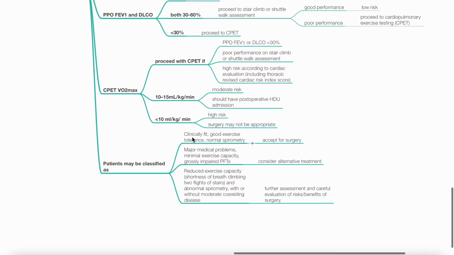Overall, the patient may be classified as clinically fit with good exercise tolerance and normal spirometry. Accept these patients for surgery. If there are major medical problems, minimal exercise capacity, and grossly impaired pulmonary function tests, consider alternative treatment. If there are reduced exercise capacity, abnormal spirometry, with or without moderate coexisting disease, proceed with further assessment and careful evaluation of risks and benefits of surgery.